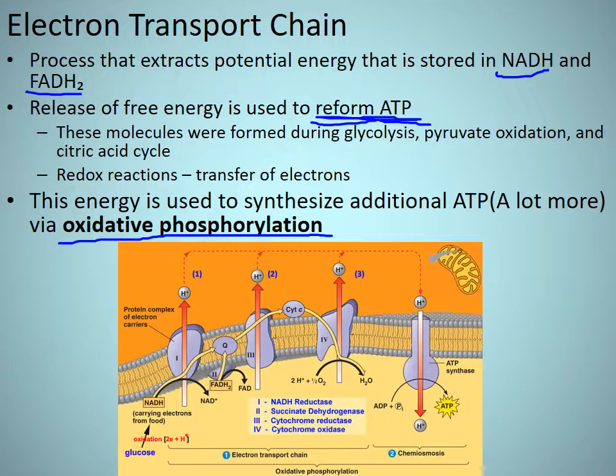Essentially it's just the transfer of electrons through these complexes. As we see the transfer of electrons from NADH and FADH2 through these complexes, we'll see the movement of hydrogen ions through complexes into the intermembrane space. The buildup of hydrogen ions in the intermembrane space is known as an electrochemical gradient. This electrochemical gradient is energy, and this energy will be used to produce ATP.